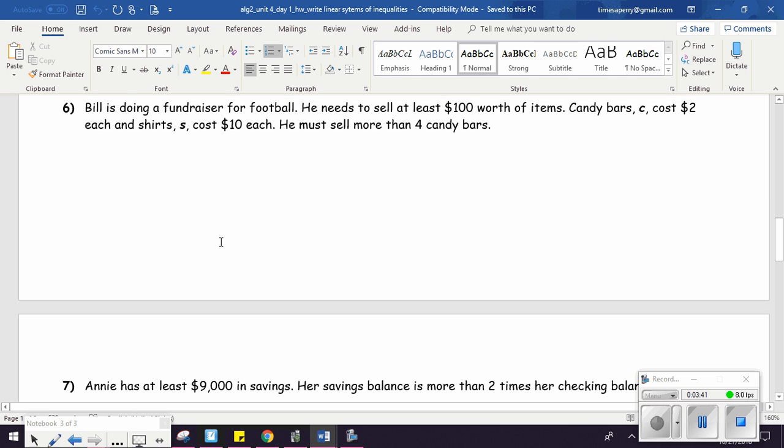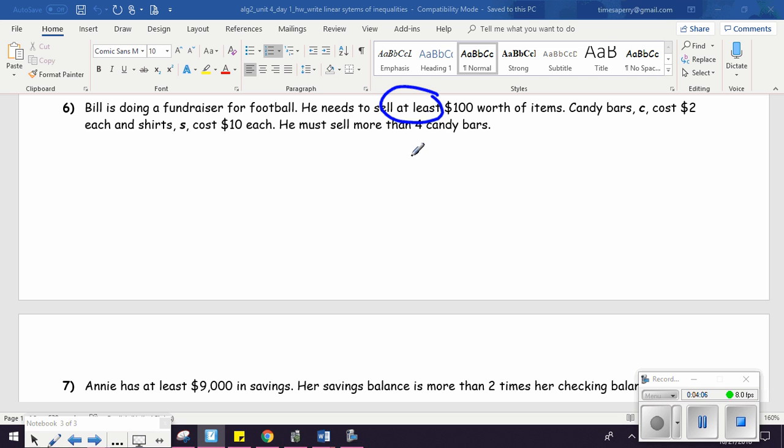Number 6, Bill is doing a fundraiser for football. He needs to sell at least $100 worth of items. Candy bars C cost $2 each, and shirts S cost $10 each. He must sell more than 4 candy bars. So he needs to sell at least $100 worth.